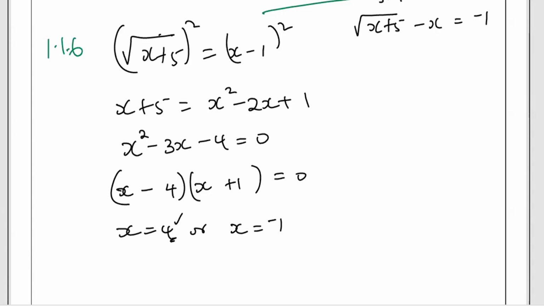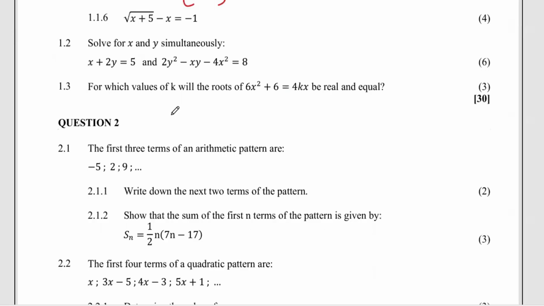Let's try with the negative 1. Negative 1 plus 5 is 4. Square root of 4 is 2. Minus negative 1, which gives us a 3. On the right-hand side, we have just a negative 1. So this, we cancel it out, or you can tell us that it is not a solution. So our answer is just 4 for 1.1.6. All right, question 1.2.